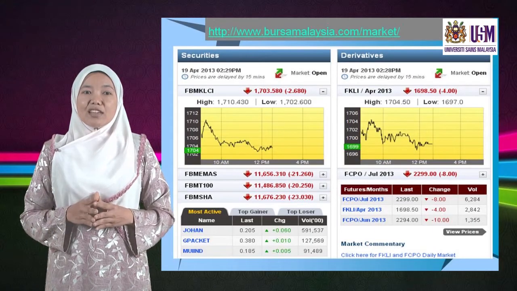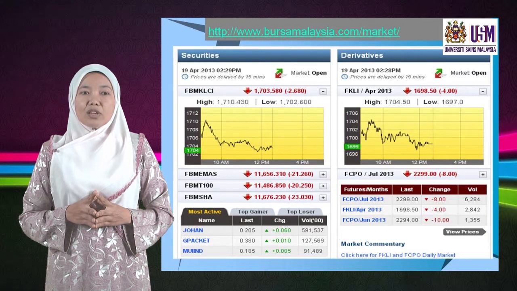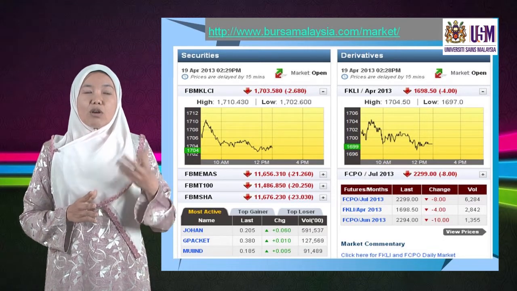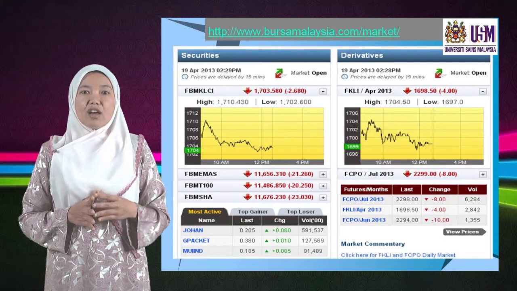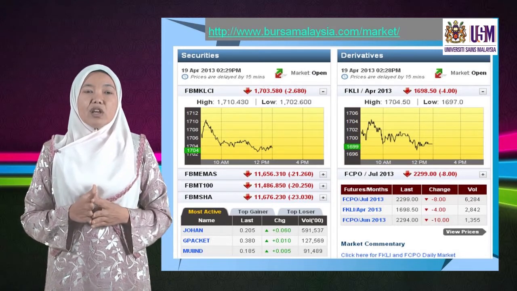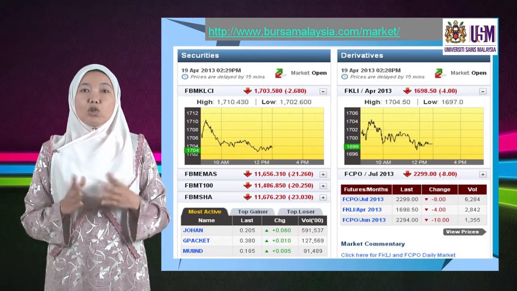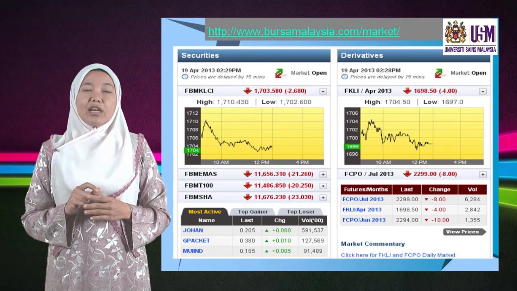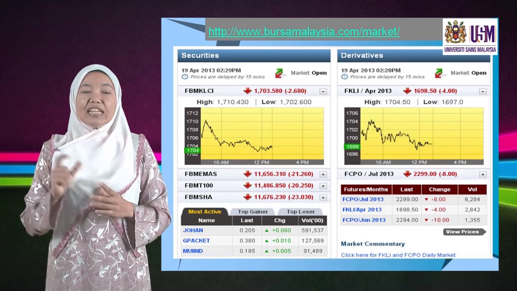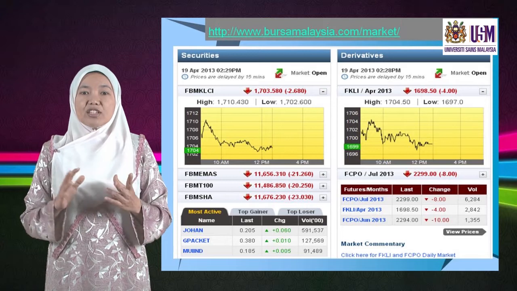Now we are looking at this graph from bursamalaysia.com, on the front page. On one side of the screen, you have the securities, and on the right hand side you have derivatives. This is the FTSE Bursa Malaysia Kuala Lumpur Composite Index. The keyword that I'm stressing to you is composite index. It shows the ups and downs in terms of the amount of shares traded in the market.